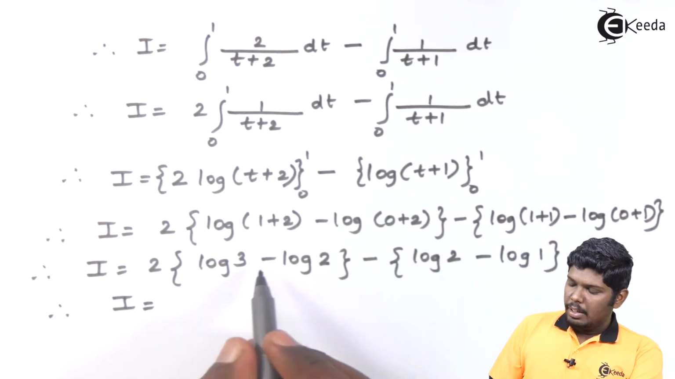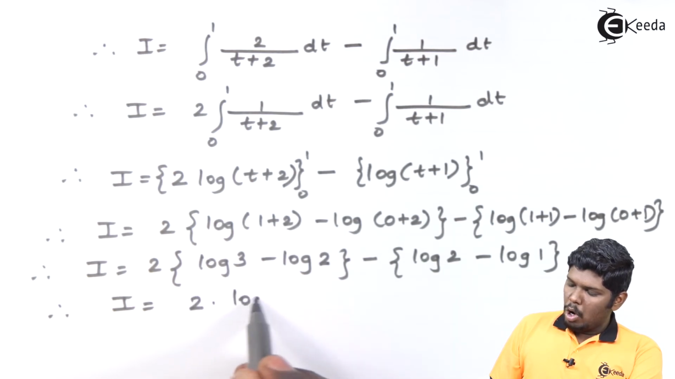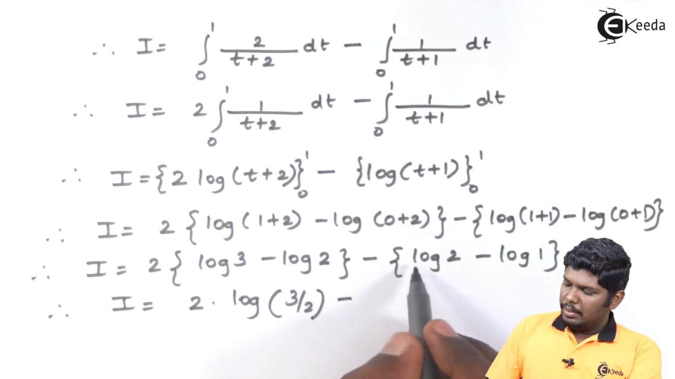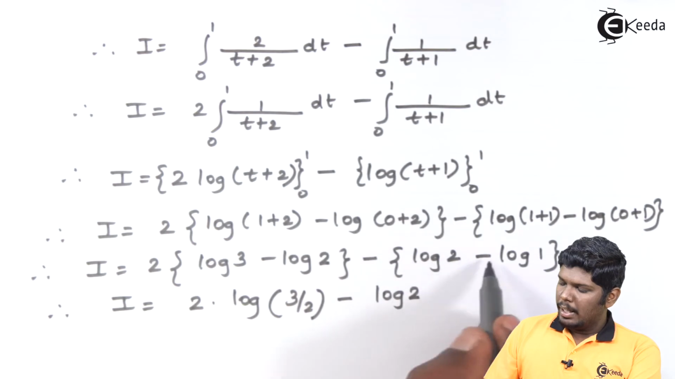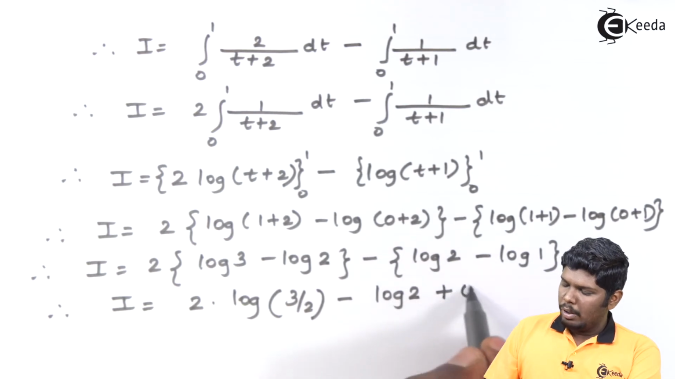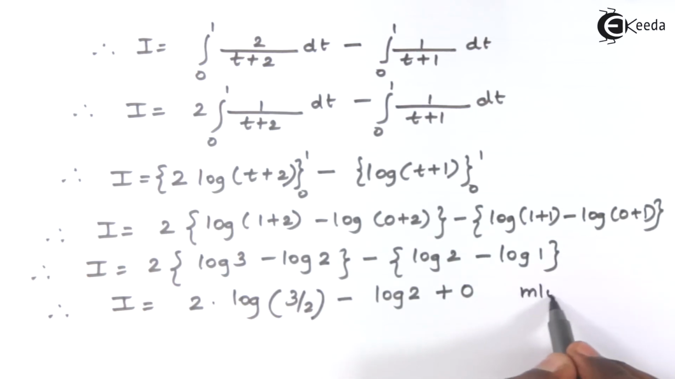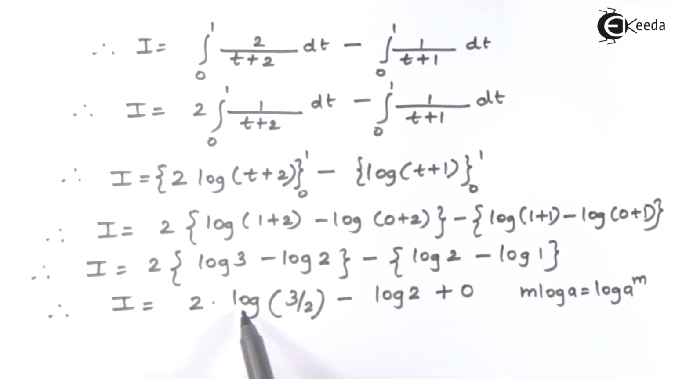As we know, log a minus log b will give you log a by b, that is log 3 by 2, minus, further we have log 2 and log 1 is 0. So minus into minus we have plus, log 1 will be 0. Now to further simplify, we can use the property that m log a can be written as log a raised to m. Similarly, this will give you log of 3 by 2 the whole raised to 2.